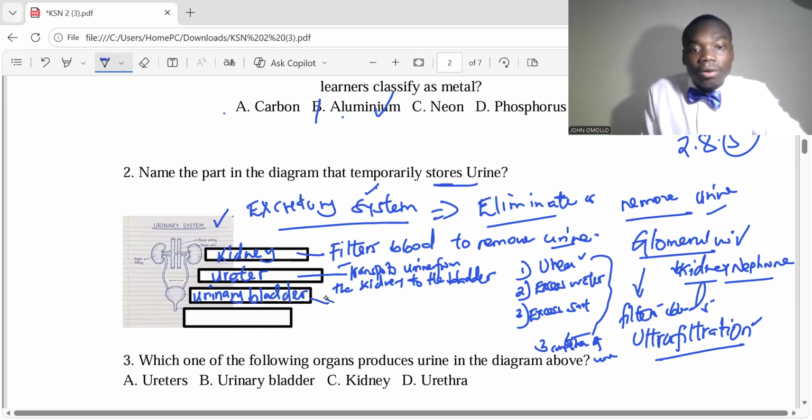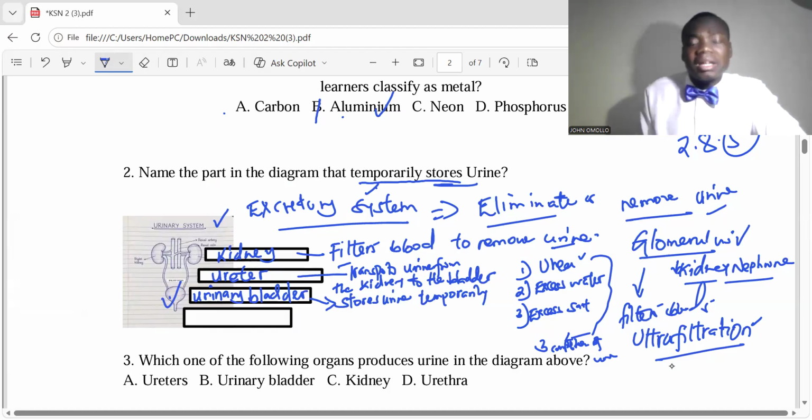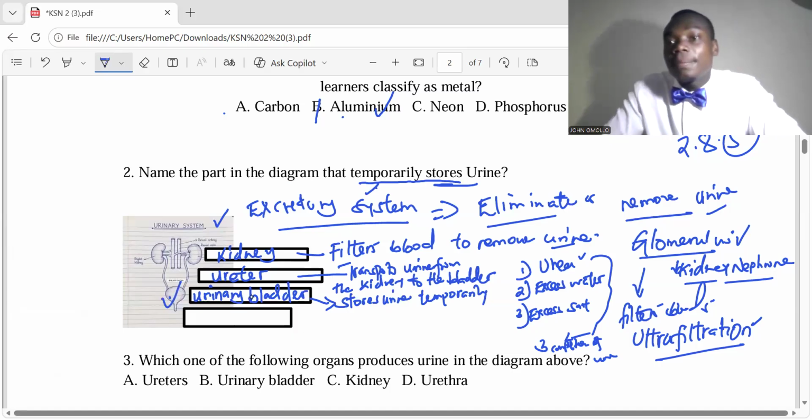So what is the role of the urinary bladder? It stores urine temporarily. So therefore it means that the part in the diagram that temporarily stores urine is this part. This is the part. So you can just mark it, or you do an X, or you write urinary bladder. So in the diagram, once you show us, that is it. So that is the part that stores urine temporarily.